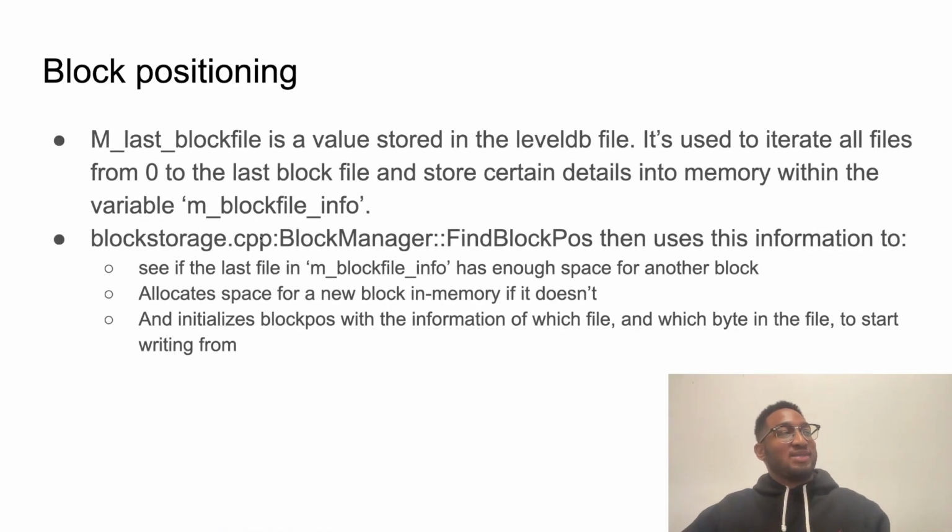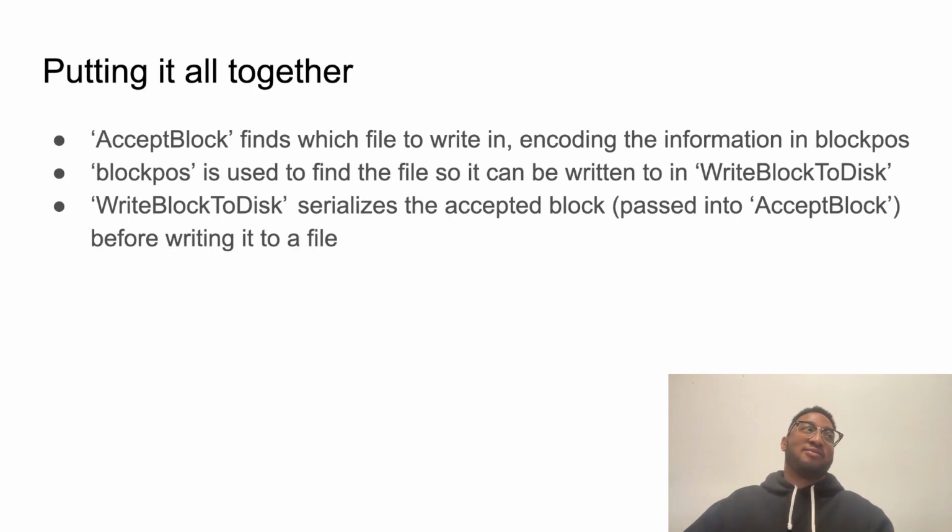So next part, block positioning. So putting it all together. AcceptBlock finds which file to write in, so it encodes the information in block position. Block position is used to find the file, so it can be written to in WriteBlockToDisk. And then WriteBlockToDisk serializes the accepted block, and then it writes it to the file.